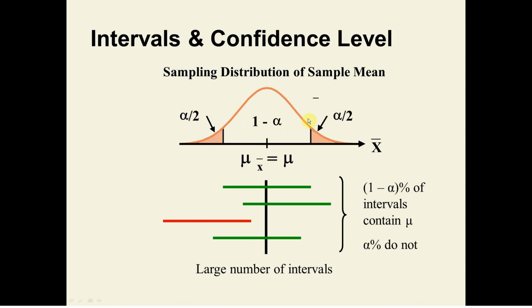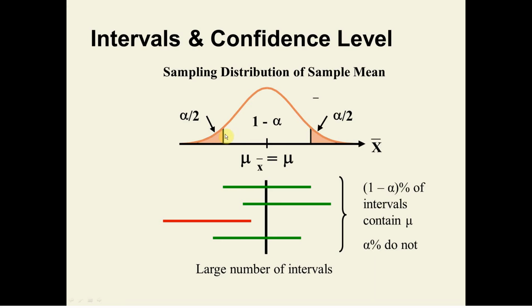Let's make this more concrete. Let's say alpha is 90%. I'm sorry, alpha is 10%. So 5% of the time I'm going to be higher than this value. 5% of the time I'm going to be lower than the low value. And 90% of the time I'm going to be between here and here.